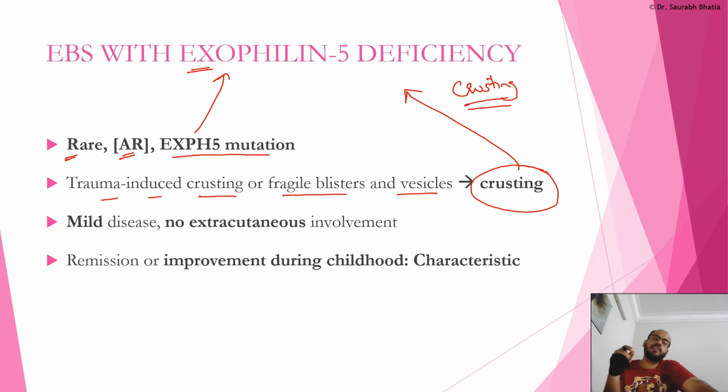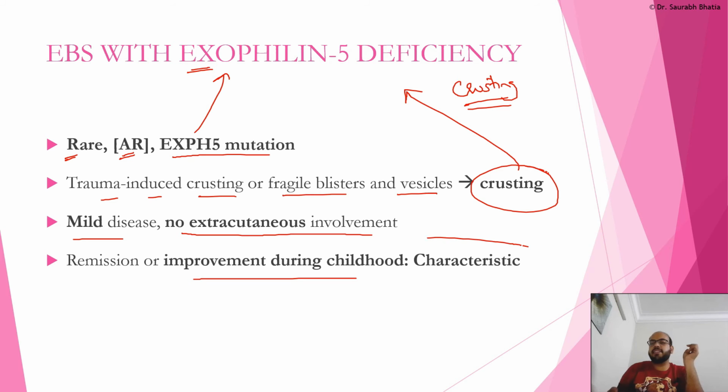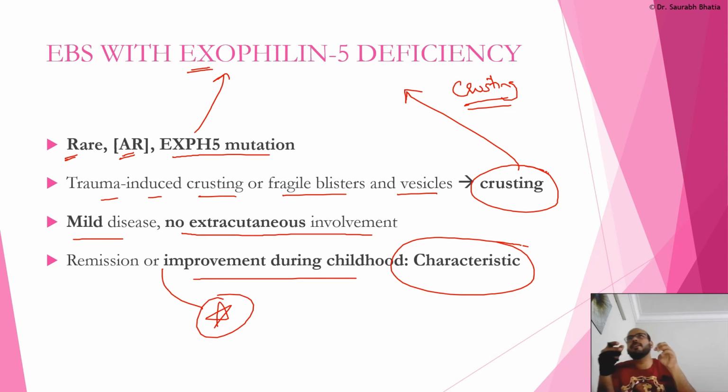But in exophilin-5 deficiency, you have blisters, you have vesicles, but they are very fragile. They get ruptured easily, and then there is significant crusting. Okay, the disease is mild, and there is no extracutaneous involvement. Remission or improvement during childhood is characteristic. Now, this is a very important point. It's a point which is so strongly said in Rooks and in Fitzpatrick that improvement during childhood is characteristic of EBS with exophilin-5 deficiency. Let's move forward.